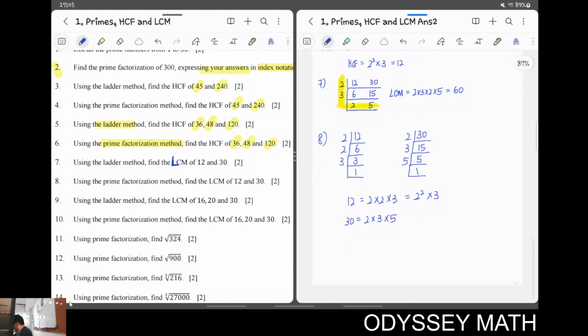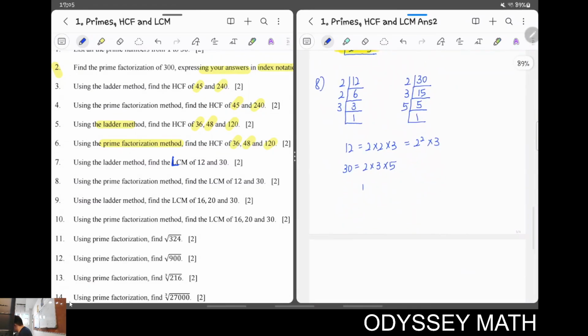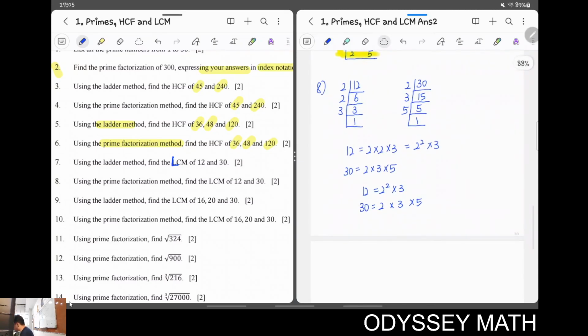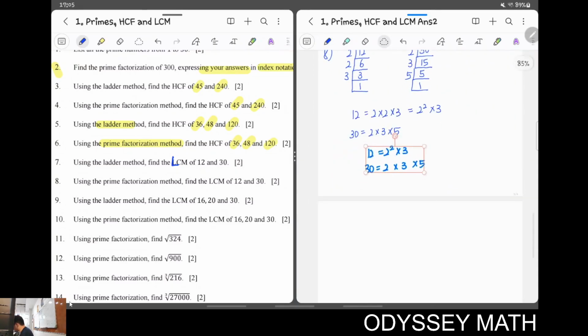So we have 12 equals 2 to the power 2 times 3. So we align the base now. 30 equals 2 times 3 times 5. Now let's bring this down.